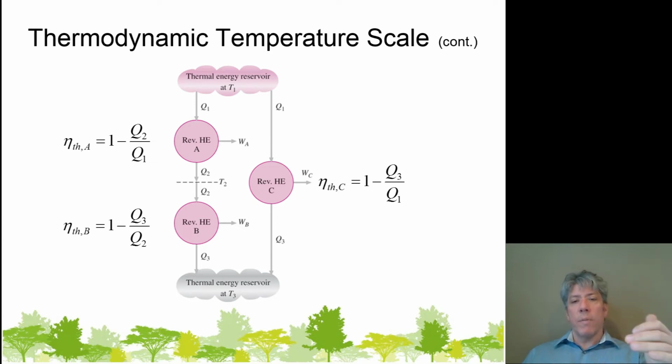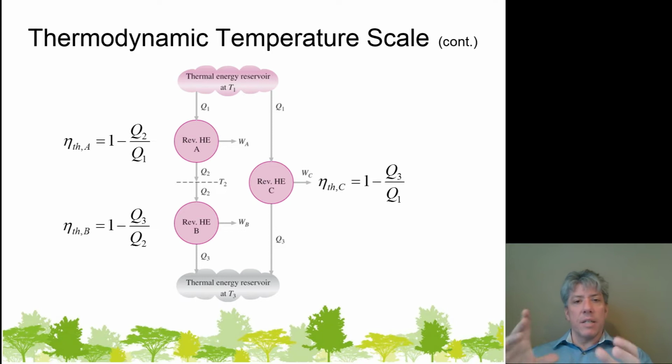The waste heat from heat engine A actually drives heat engine B. There's an intermediate temperature T2 there. It's not the same as the temperature T1 of the thermal energy reservoir at the top, or the low temperature reservoir T3 at the bottom, but it's there in between the two. Since heat engines A and B are reversible, we can write the thermal efficiency as 1 minus the ratio of their heat flows as well.